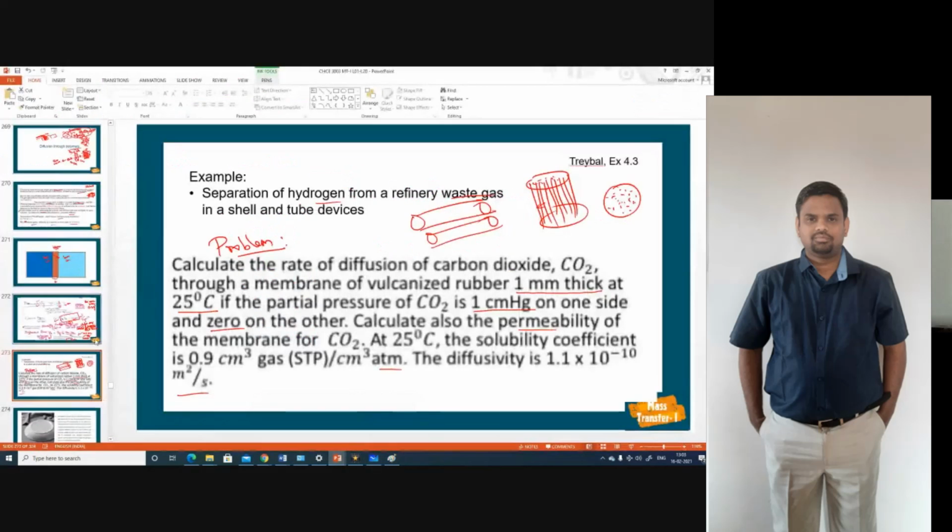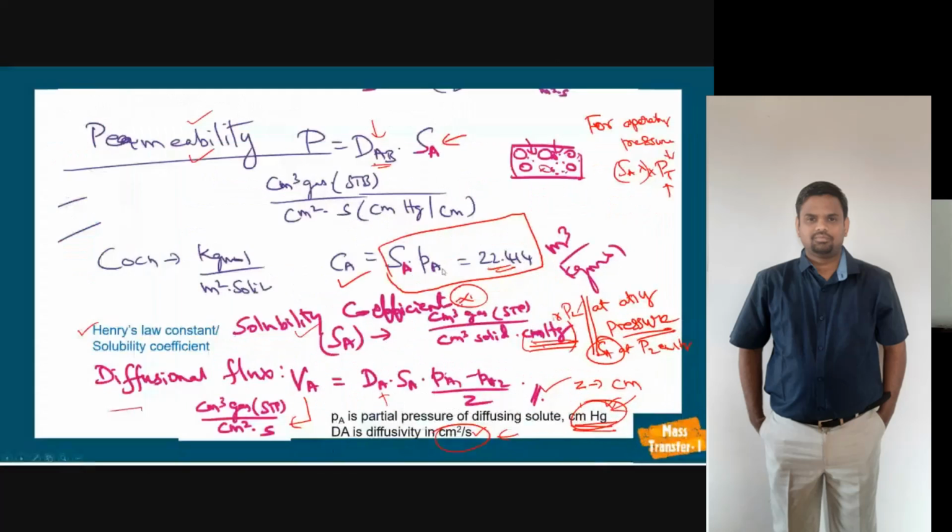The P unit is centimeter cube gas into centimeter square second into centimeter mercury per centimeter. This adjustment only: centimeter is here, centimeter here. What is the earlier unit? The SI unit is centimeter cube gas per centimeter cube into centimeter mercury. You are multiplying by centimeter square per second. Second is here, centimeter square is there. That adjustment is done here.